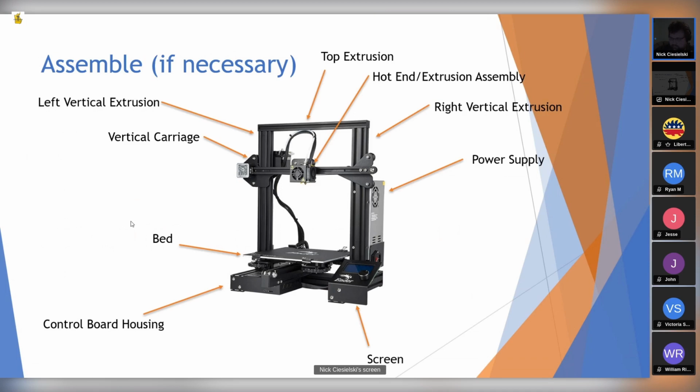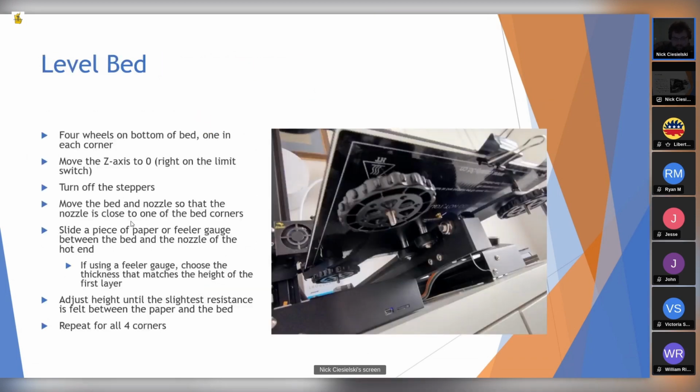This is a very simple process. Now it gets into the tedious part. The first thing you want to do is level the bed. You want a level bed so that your print doesn't come out sideways, so that it lays down properly.